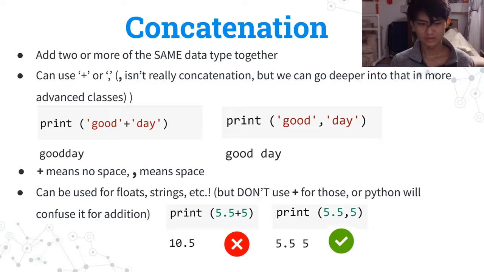Through a method called concatenation, Python allows you to add two or more of the same data type together. This is useful for doing things like joining multiple strings together. You can use both plus signs and commas for this, and a plus sign will have no space, whereas a comma will have a space between the two pieces of data. However, using a plus sign with integers and floats will not work because Python will confuse it as addition.